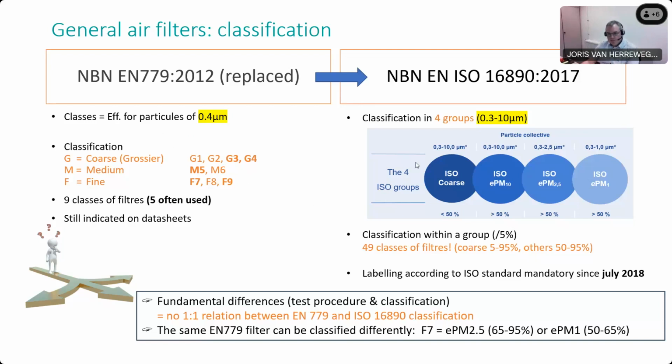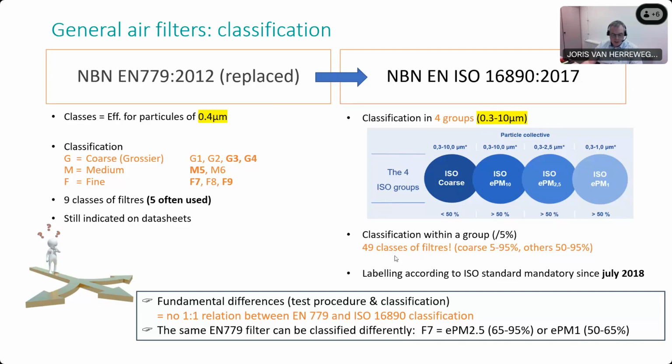Nowadays, filters are classified in 4 groups, being ISO coarse, ePM10, ePM2.5, and ePM1, based on their efficiency for particles within a size range. And within these groups, they are further classified in steps of 5%, resulting in a total of 49 different filter classes. This makes filter choice, of course, far from easy.